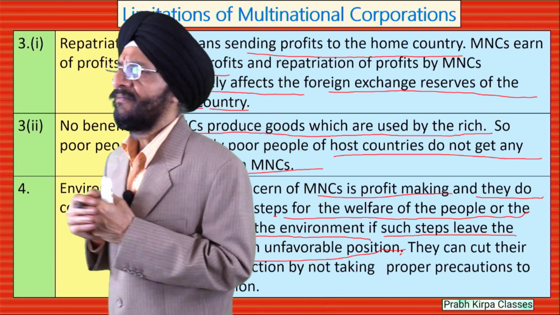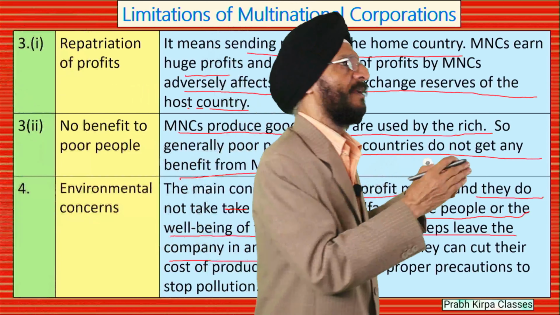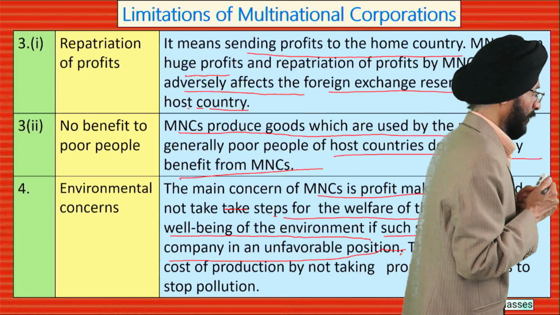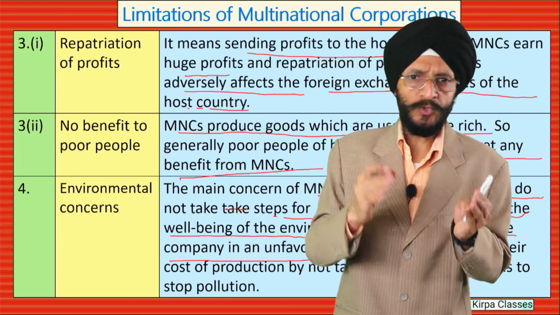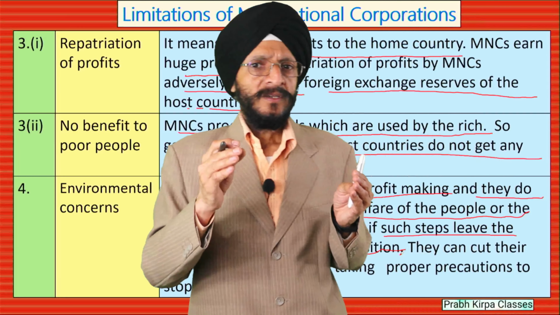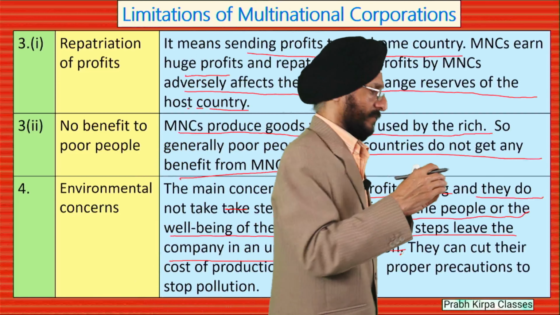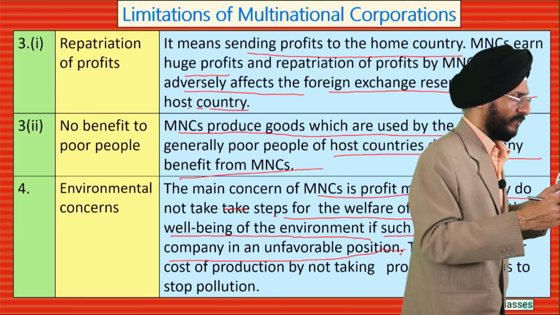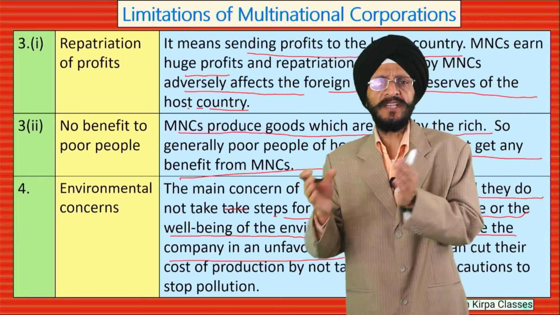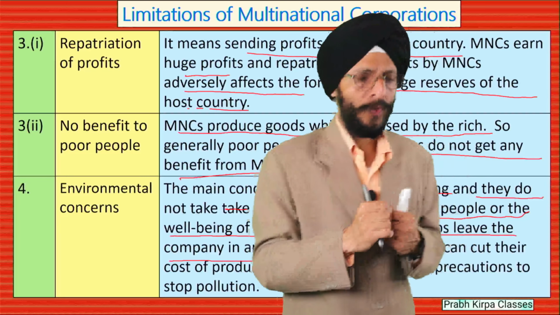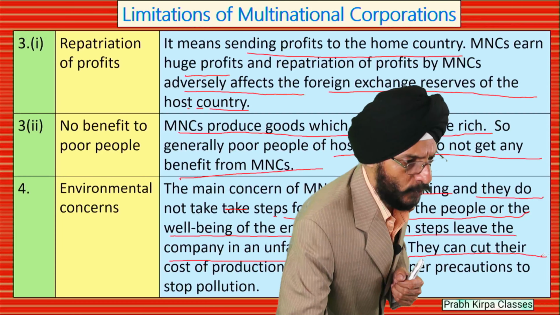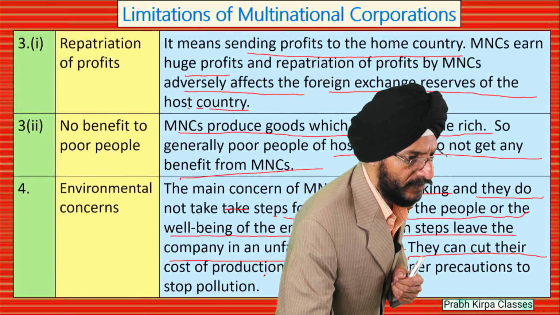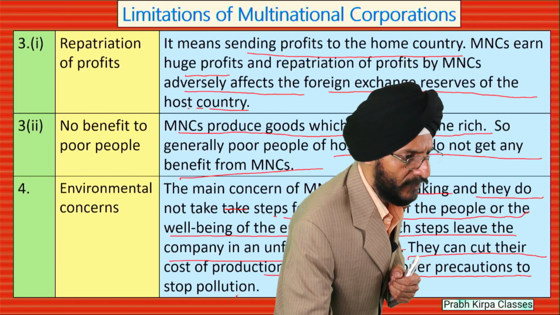There may be some companies among MNCs which care for the public or for environmental issues. But if such issues cost very much to the organization, that is millions or crores of rupees have to be spent, they think twice. They can cut their cost of production by not taking proper precautions to stop pollution.